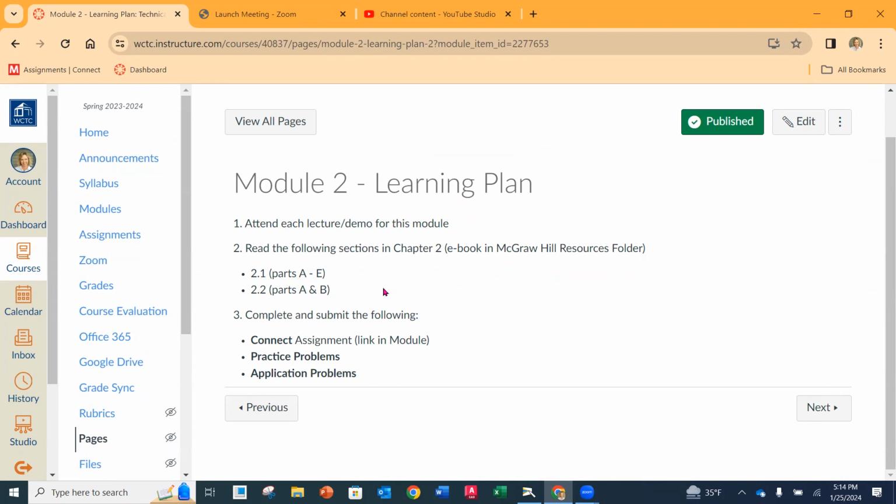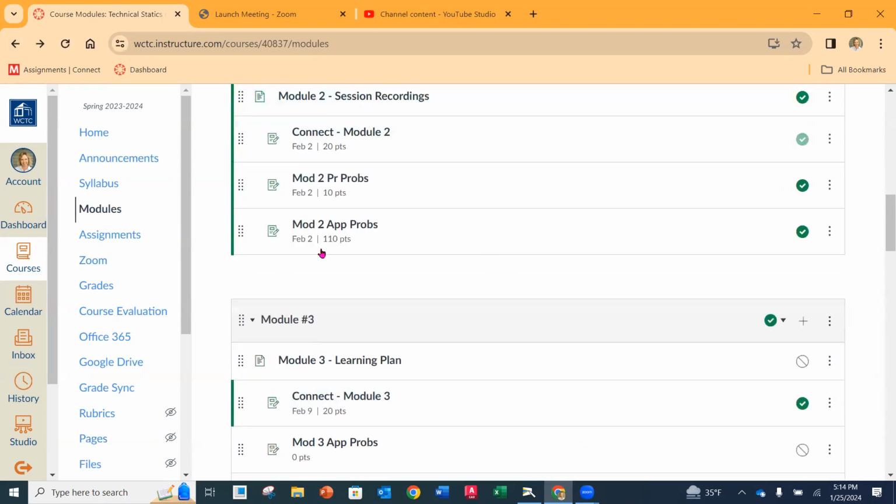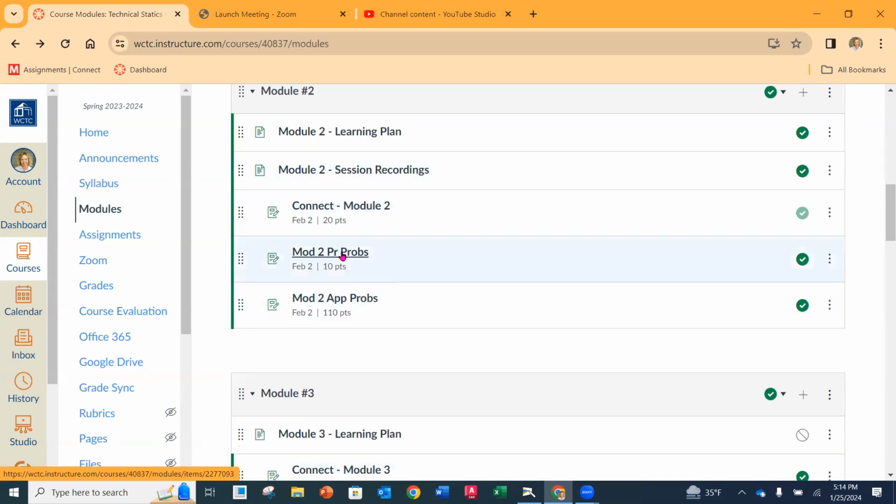And we're going to be looking at a couple of the sections here. Now, we are going to have another Connect assignment associated with module 2, as well as practice problems, just like last time, and application problems. If you happen to be in the room, I do have the practice problems and the application problems up here, so feel free to grab one of each. But if you are not in the room and you're on Canvas, you're going to find the practice problems and the application problems right here.